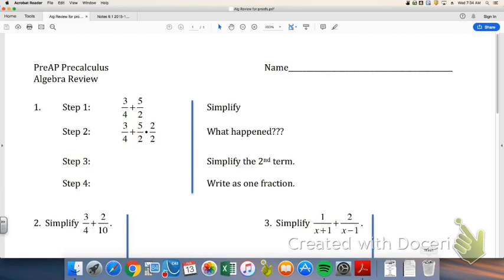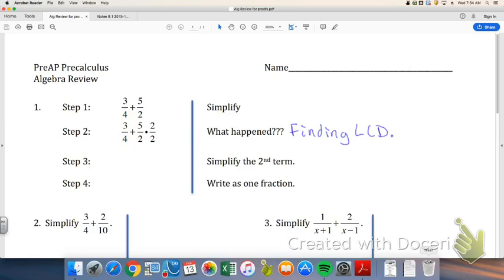Slightly stepping into this. First thing we need to look at, adding two fractions, 3/4 plus 5/2. Okay, so obviously we need to simplify that. So then when I look at step 2, 3/4 plus 5/2 times 2/2. What's happened there? What have we done? We're doing a common denominator. So we're finding the LCD.